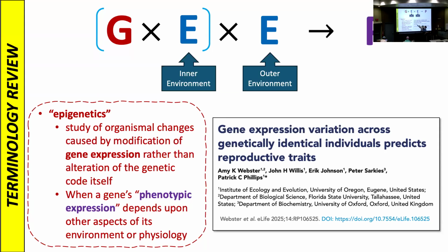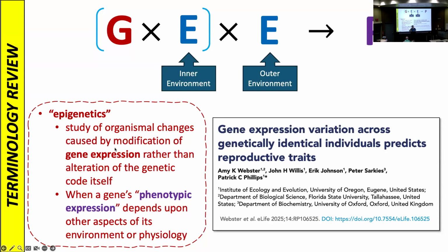In the social sciences, they often talk about G by E, where the first E might be the environment during development when you were a child, and the second E is your environment at maturity. And that's a fine way to talk about G by E as well. Here, I'm talking about G by inner environment, and you'll see what I mean by that in a second, and outer environment. So I've factored out the environment within and the environment without. And in this case, epigenetics is the study of organismal changes caused by modification of gene expression rather than by alteration of the genetic code itself.